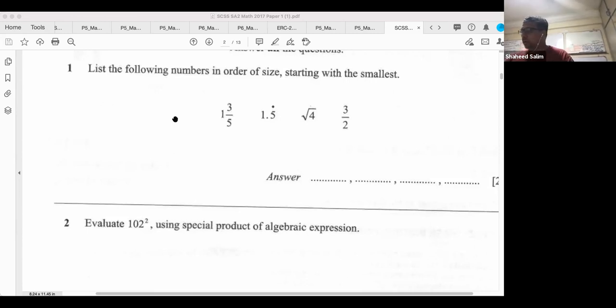You can use your calculator, right? So let's try.